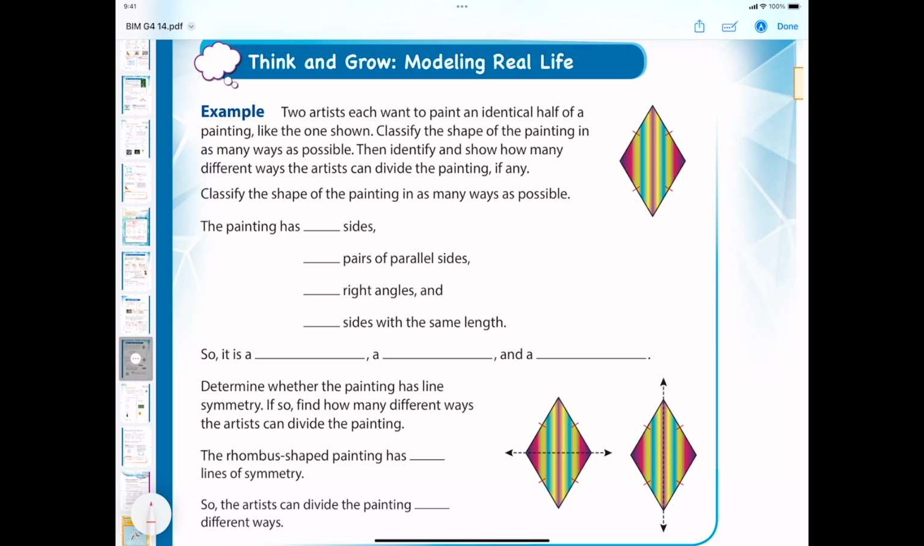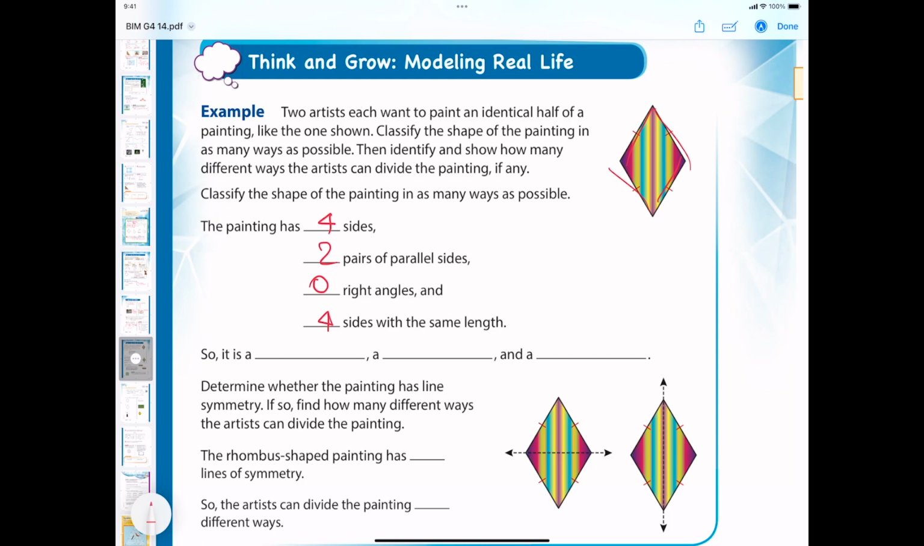The painting has how many sides? 4 sides. And how many pairs of parallel sides? 1, 2. And how many right angles? 0. And sides with the same length. They have 4 sides with the same length. Okay, so it is what?